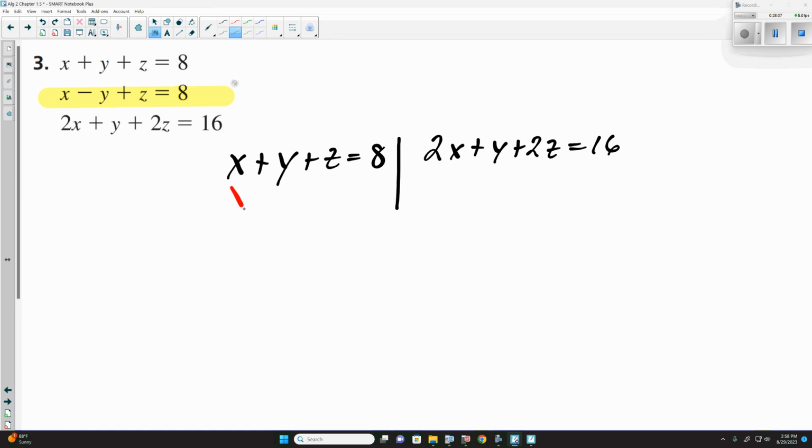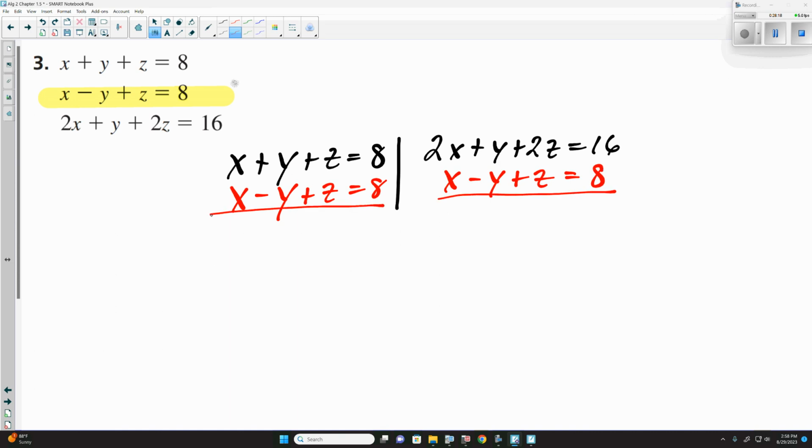Now the nice thing with this one is the number in front of y in both cases is already 1. Now the signs are opposite, and that's fine, but I'm more focused on the number being the same, that they're both 1. Now looking at the one on the left, will we add them together or subtract them? Add, because the signs are different, positive and negative, because y plus negative y is indeed 0.